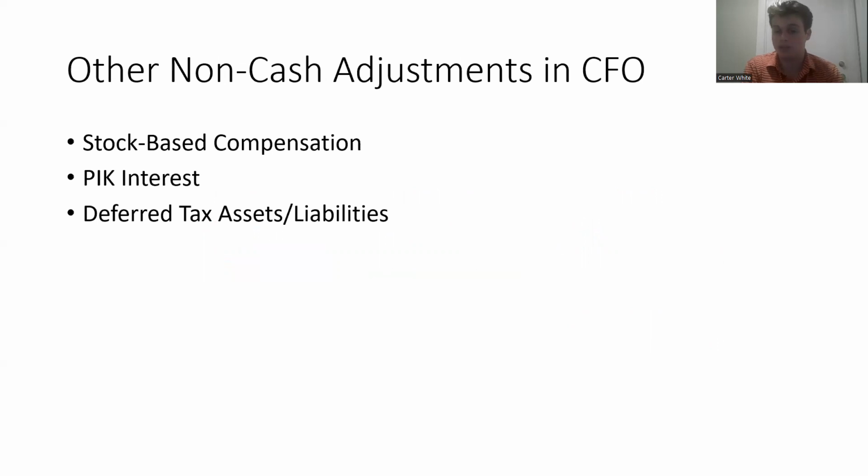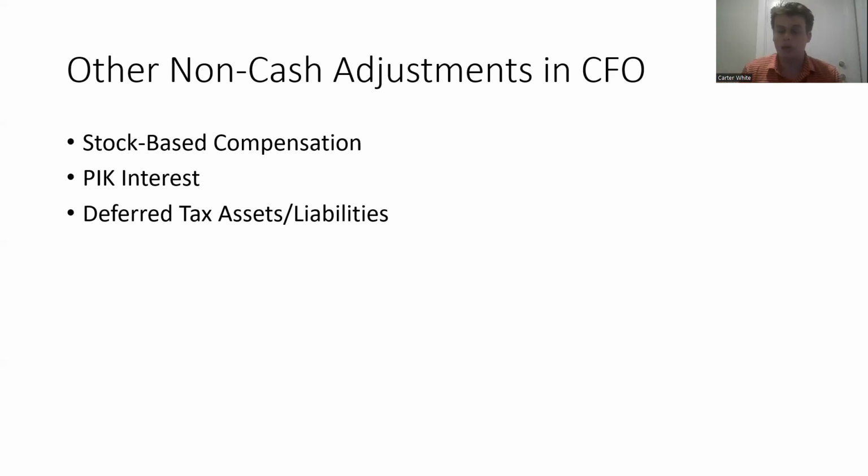But there's a lot of other adjustments we need to make in cash flow from operations. We have stock-based compensation. I'm not going to go into all these in detail because they're a bit more complicated, but I just want to tell you what they are so you can recognize the principle. Stock-based compensation is when a company pays their employees with future stock in their company rather than cash. This will show up as an expense on their income statement. However, it's really non-cash. So you need to add that back into cash flow from operations.